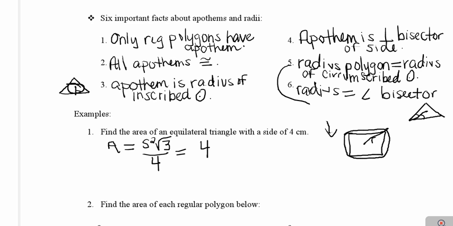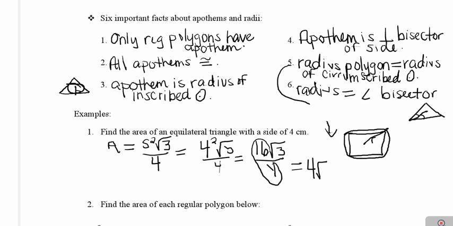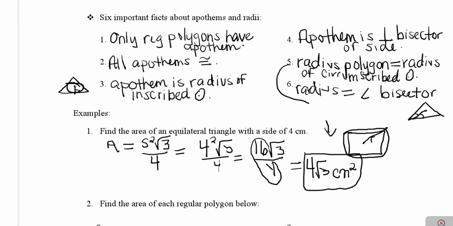The side is 4, so I have 4 squared times root 3 divided by 4, and then when I go to simplify that, I get 16 square root 3 divided by 4. I know I can simplify 16 divided by 4. That's equal to 4 square root 3 centimeters squared. So my final answer for this first example is 4 square root 3 centimeters squared.